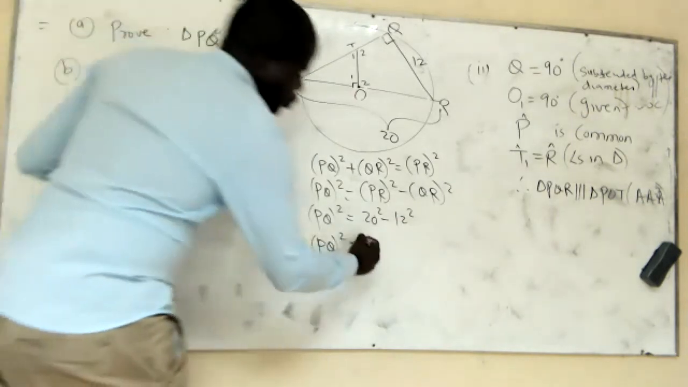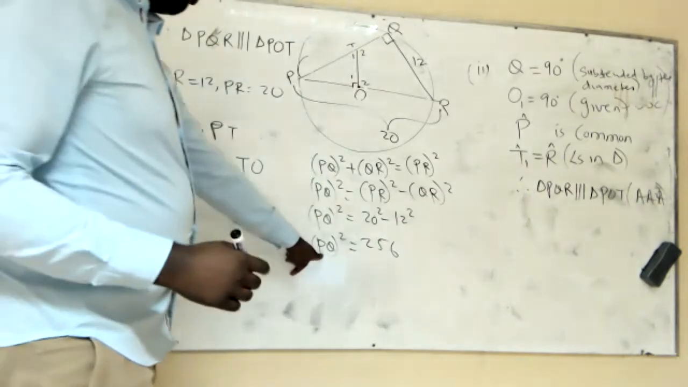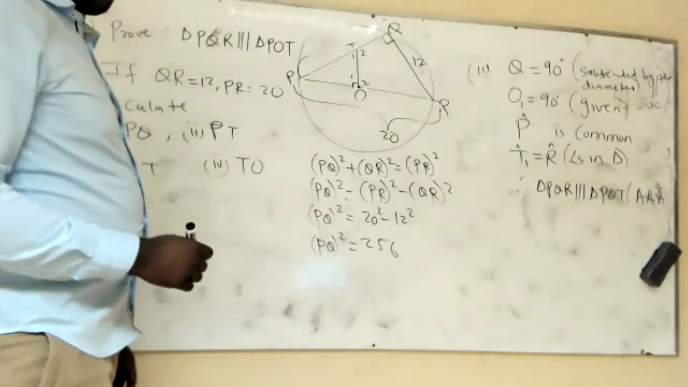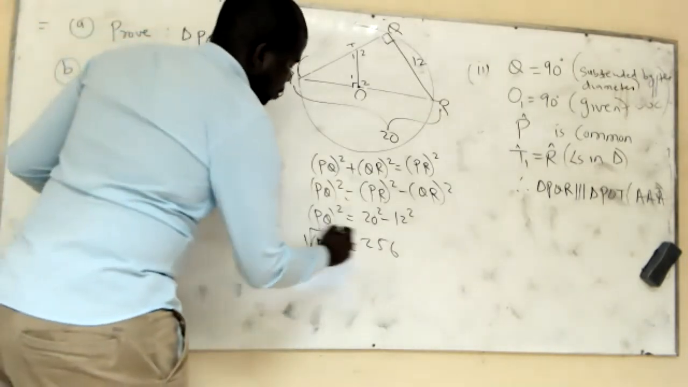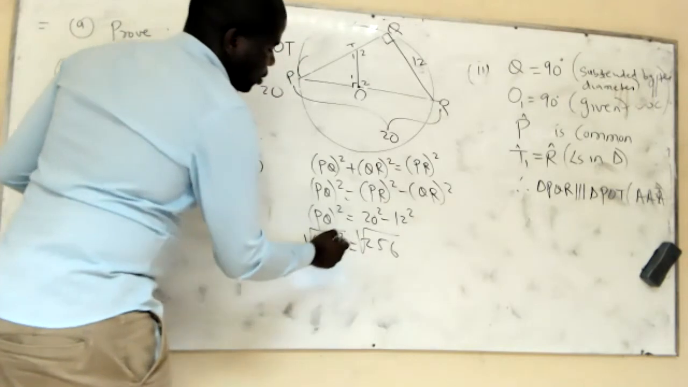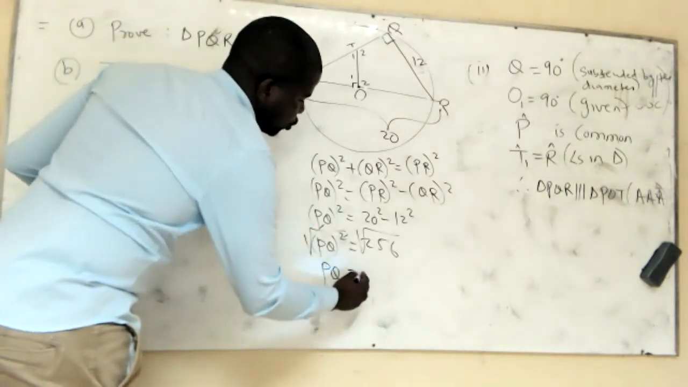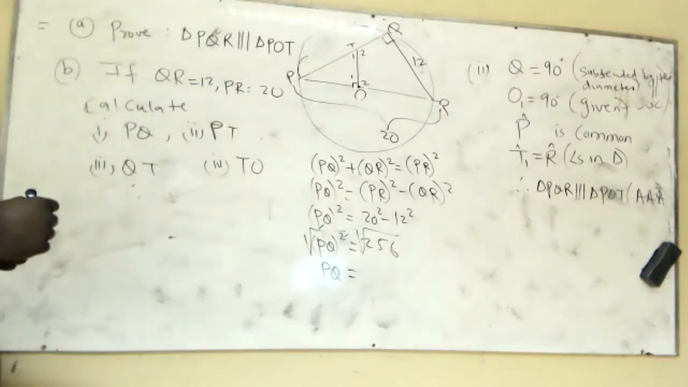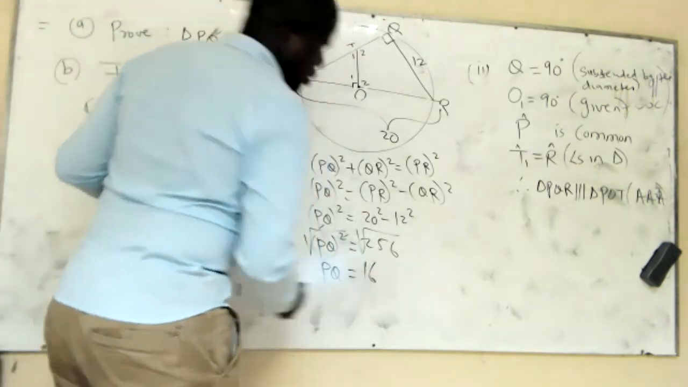256. Is 256, and then how can we make PQ the subject of the formula if we have PQ squared? Introduce the square root sign on both sides. We have to introduce the square root on both sides so that the square and the root cancel each other. So you will have PQ, which is equal to what? Can you put that into your calculator and tell me what you get? 16. That is equal to 16.